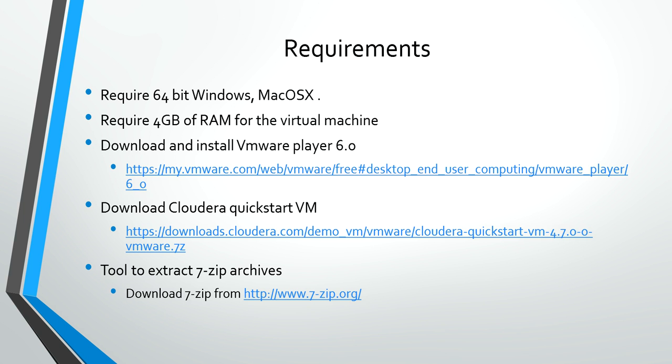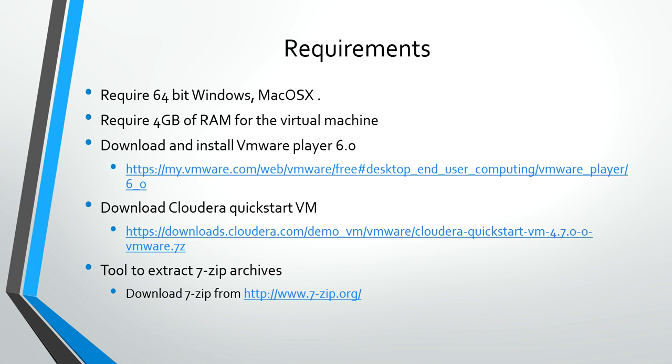Coming to the memory, it requires at least 4 GB of RAM for the virtual machine so that it can work smoothly without any issues or conflicts with the guest operating system or host operating system. And coming to the software, you need to download and install VMware Player 6.0, which is free. And here I'm going to show you how to install this on Windows.